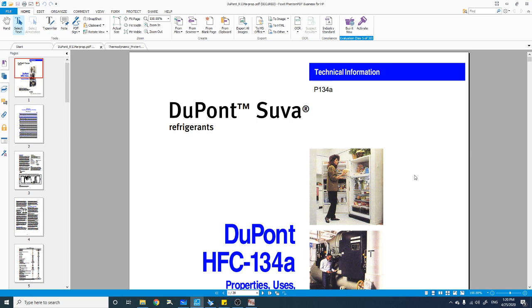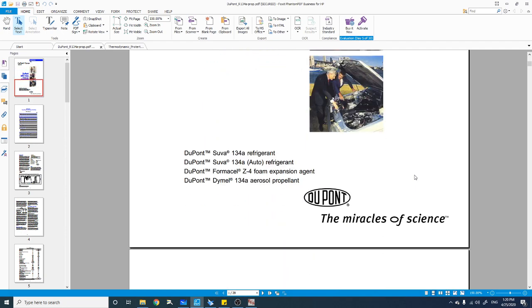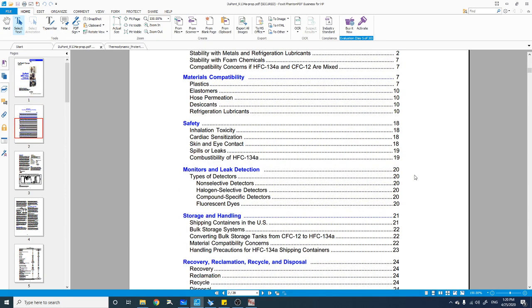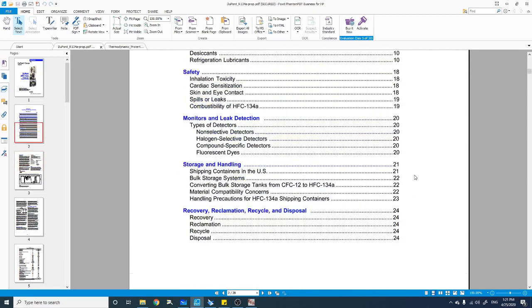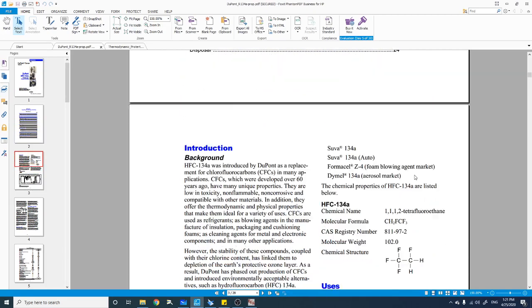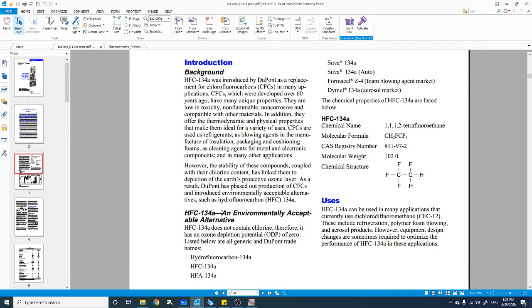They are the inventors of various refrigerants. The freons were popularly invented by their team. They have elaborately discussed the properties of various refrigerants in a number of documents. One of the documents that I am going through is the doc for R134a. It is an HFC, and if you see the wording, it is an environmentally acceptable alternative because it has no ozone depleting potential, as claimed there.